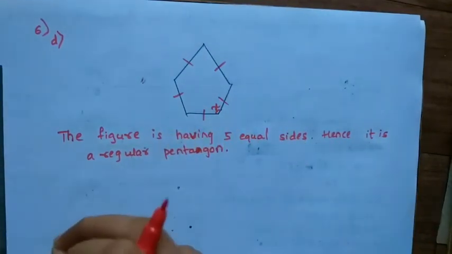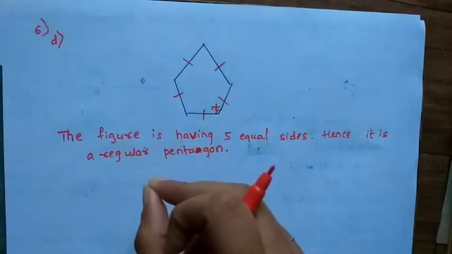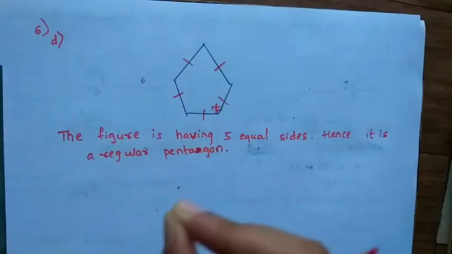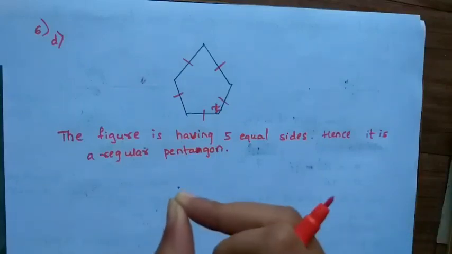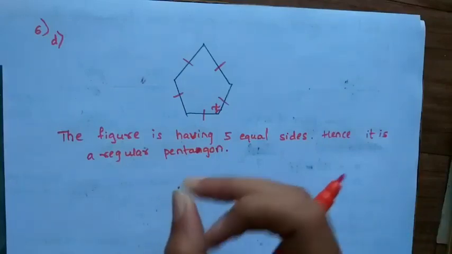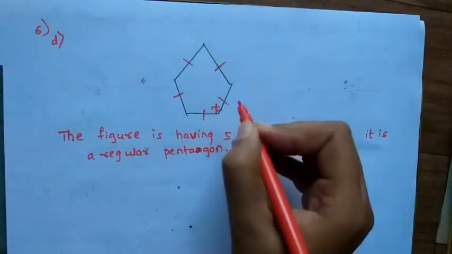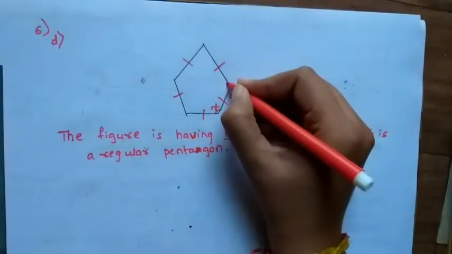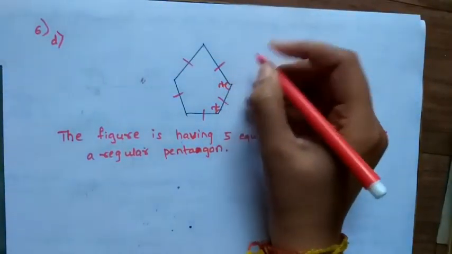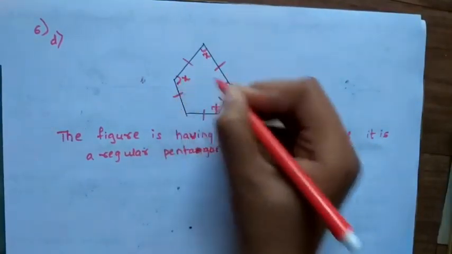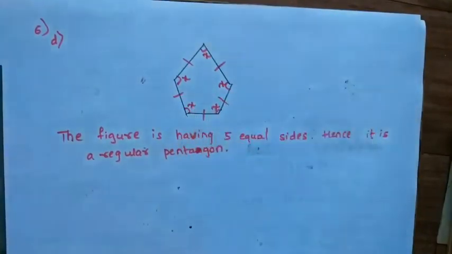If all sides are equal, then it is said to be a regular pentagon. Here, if all 5 sides are equal, it means definitely all angles are also equal. Here they have given one angle value as x. This means all angles are equal to x only. This angle is also equal to x. This is also x. And this angle is also equal to x. And this angle is equal to x.